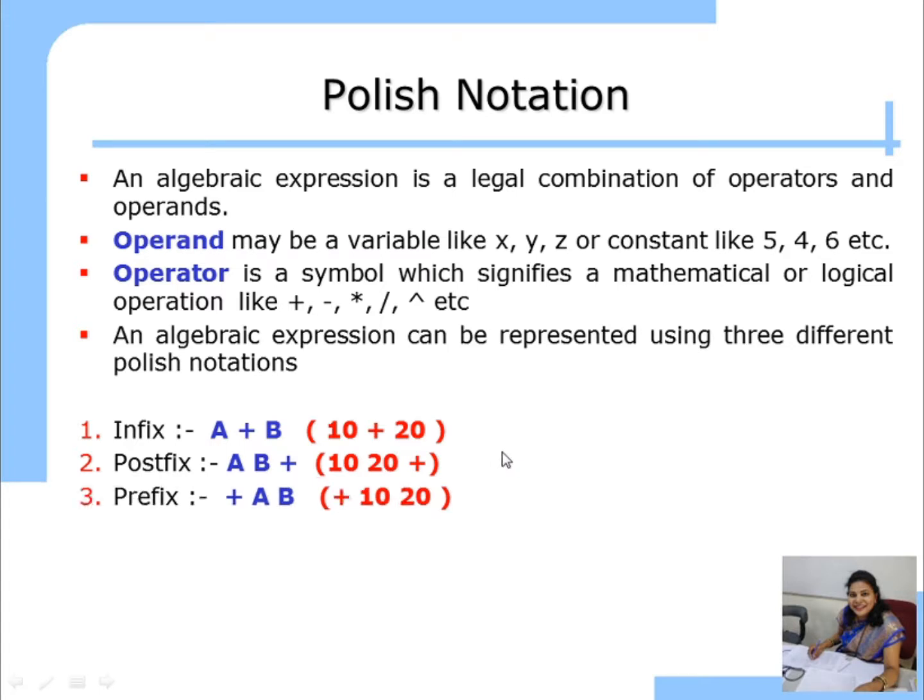The third notation is the prefix. In prefix, as it is pre, we place the operator before the operands. So here in the first example, plus A B, plus is the operator, A is the first operand and B is the second operand. Whereas in this example, plus is the operator, 10 is the first operand and 20 is the second operand. So these are the three notations used to express an algebraic expression.